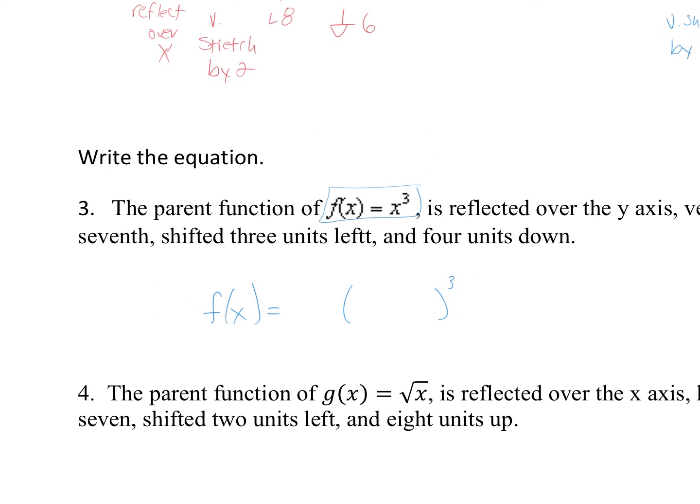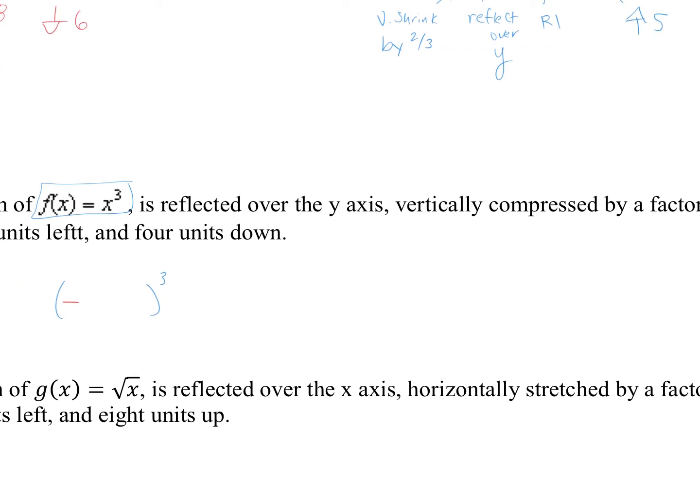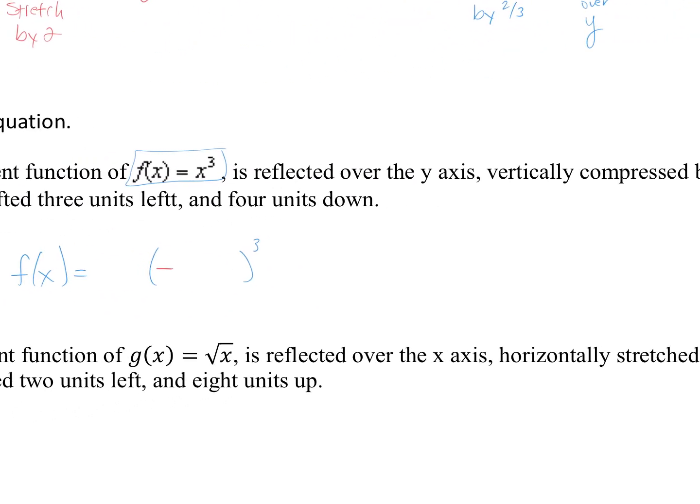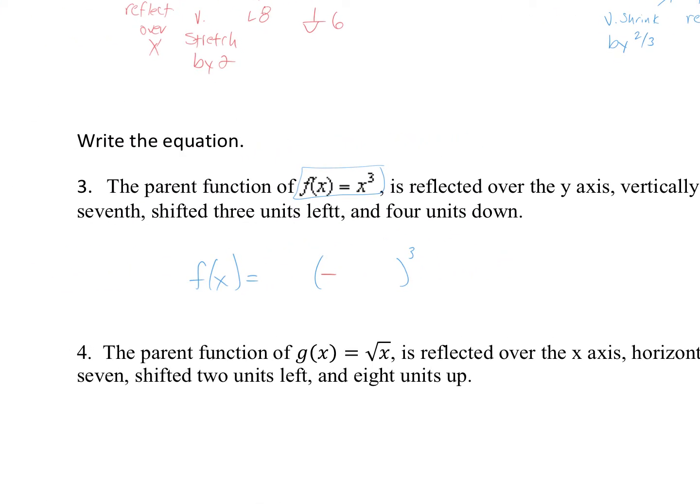It says this function is reflected over the y. Where does a negative go if it's reflected over the y? On the inside. Perfect. Okay, keep looking. Vertically compressed by a factor of 1/7. Where does a vertical compression go? In the front, and it stays exactly like it looks, 1/7. Good.